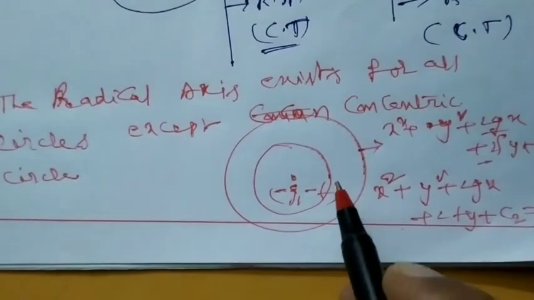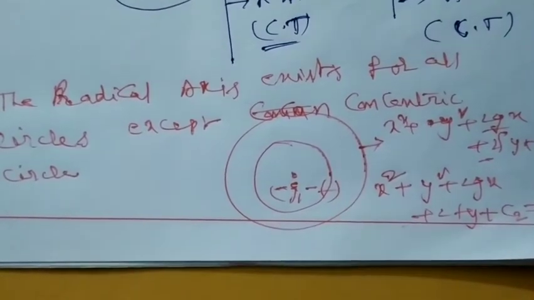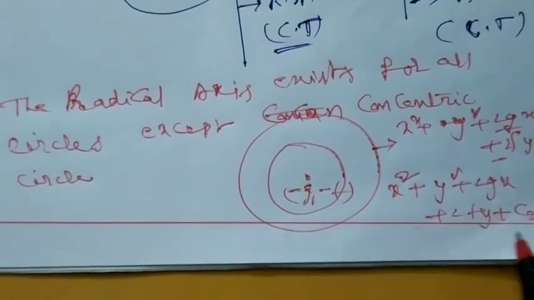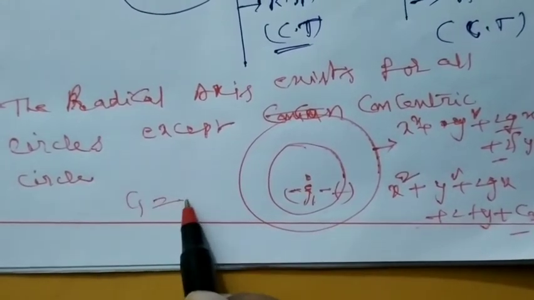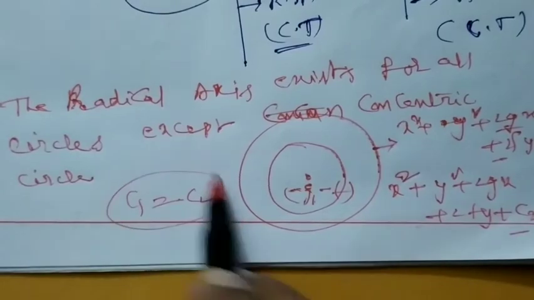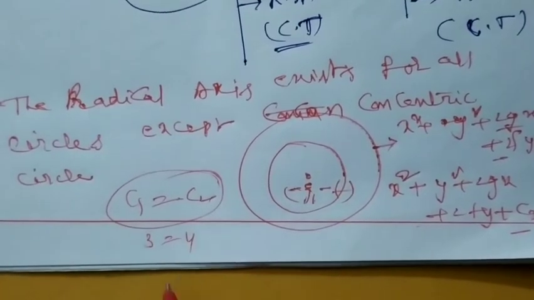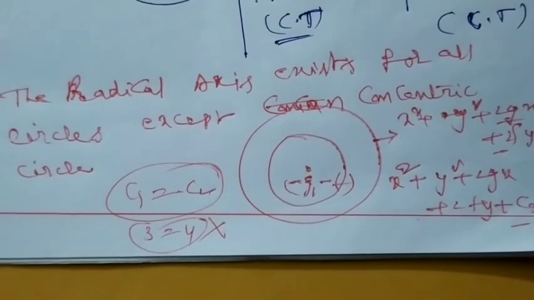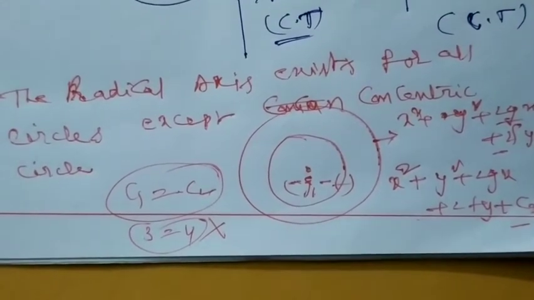Whenever the condition is applied, all the terms will be cancelled. We get c1 is equal to c2. It is an absurd relation, like 3 is equal to 4. It does not exist. So in that case, the radical axis does not exist.